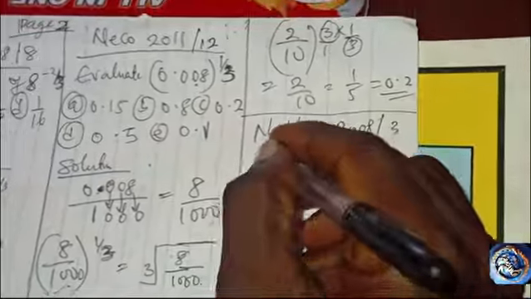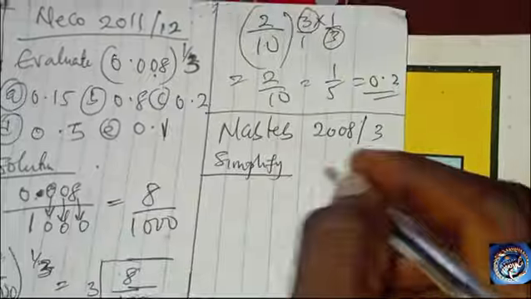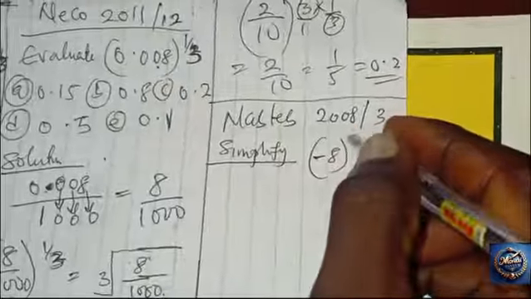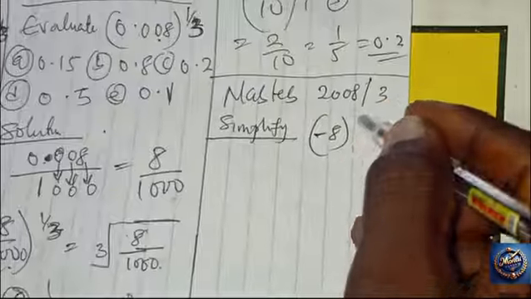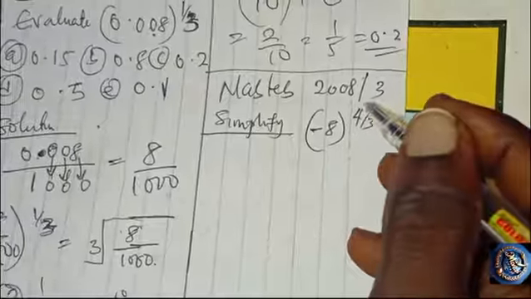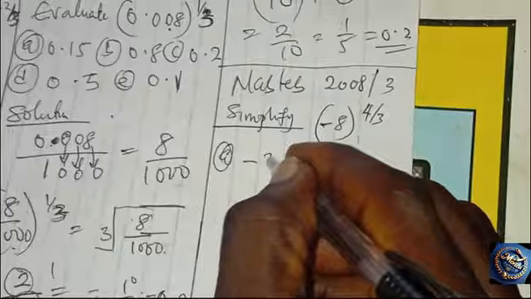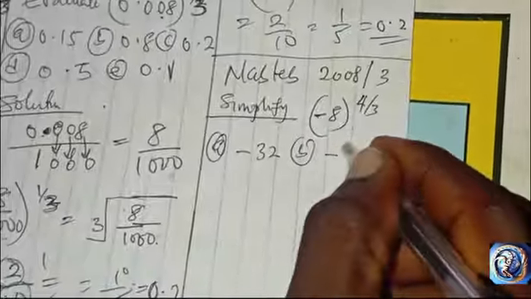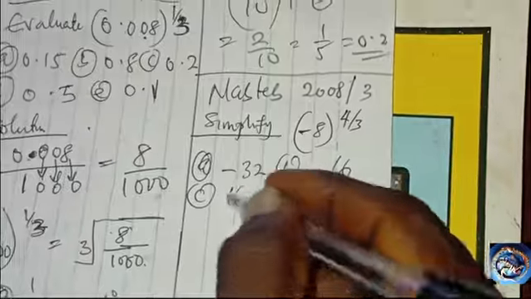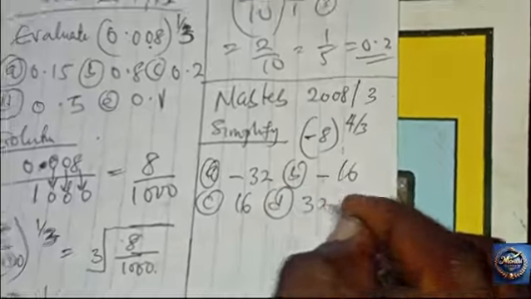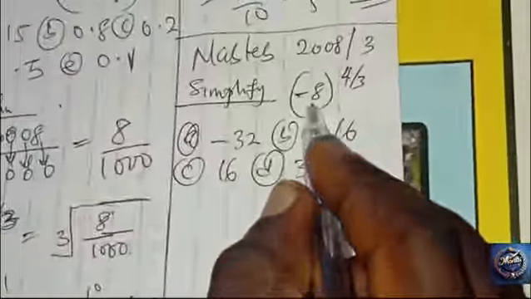So it says simplify minus 8 raised to the power of 4 over 3. The options are A, minus 32. B, minus 16. C, 16. D, 32. So to solve that, I don't need to disturb myself.